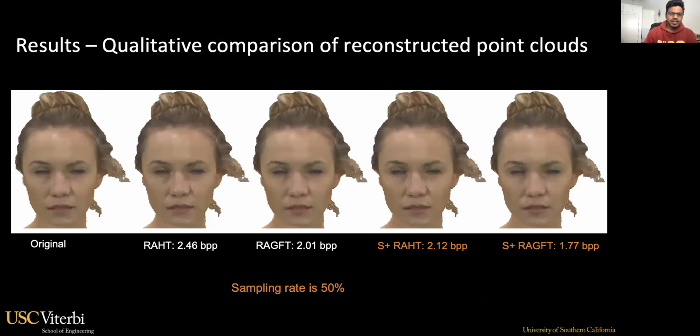Here we do a qualitative comparison of the reconstructed point clouds. We reconstruct the original point cloud with RAHT and RAGFT without chroma subsampling, and we compare them with the reconstructed point clouds with chroma subsampling. As we can see, we were able to reconstruct the point cloud with little or no impact on perceptual quality using chroma subsampling, but at a much lesser bitrate.